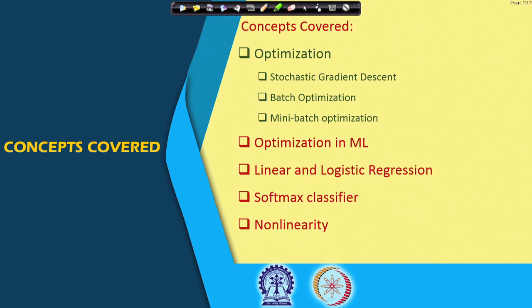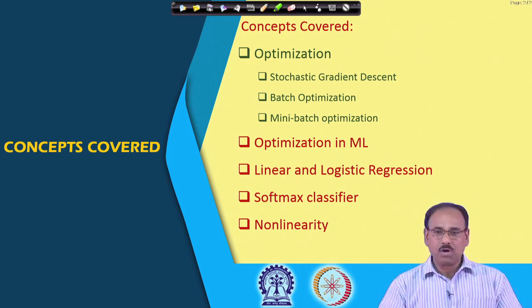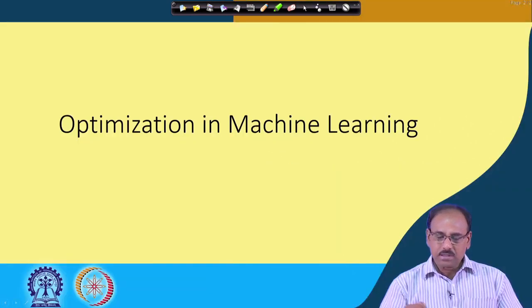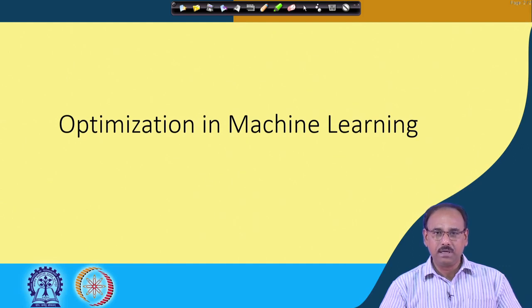We will also talk about linear and logistic regression, Softmax Classifier, and we will also talk about nonlinearity, how nonlinearity is important in case of deep learning or machine learning applications. So, let us first talk about how optimization in machine learning is different from general optimization techniques.